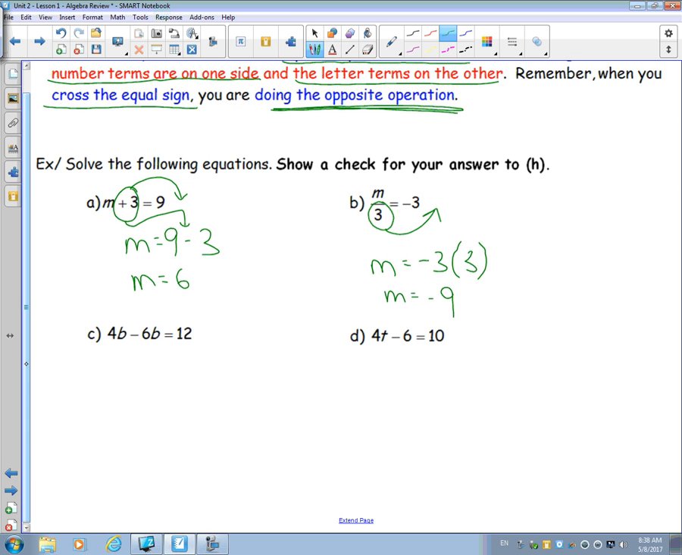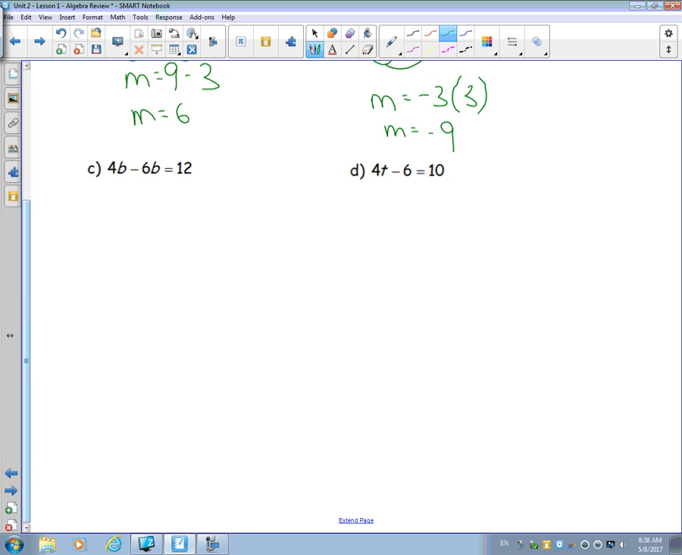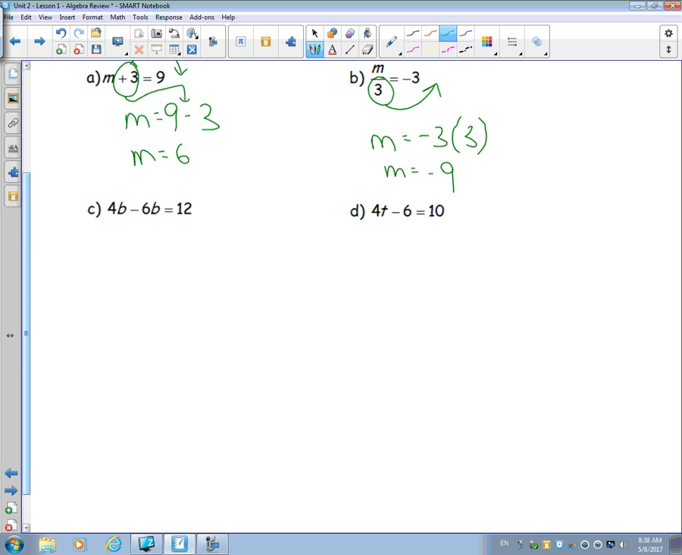So I have to make sure that I have all the number terms on one side and the letters on the other. In C, I do. These are both letter terms. This is a number term. I can collect the letter terms. 4b minus 6b is -2b. To solve that, I need to get rid of this -2. I need to get b by itself. We call that isolating. Since it's multiplying out front here, it can go to the other side and divide. And 12 divided by -2 is -6.